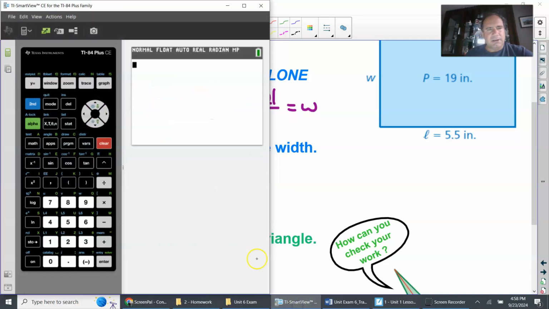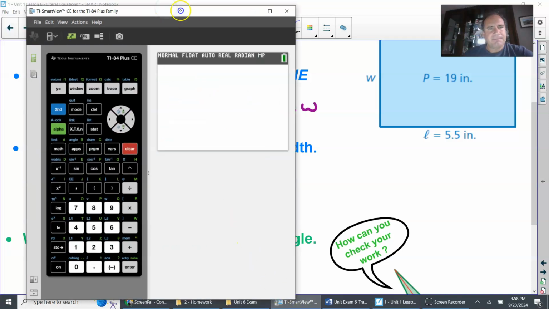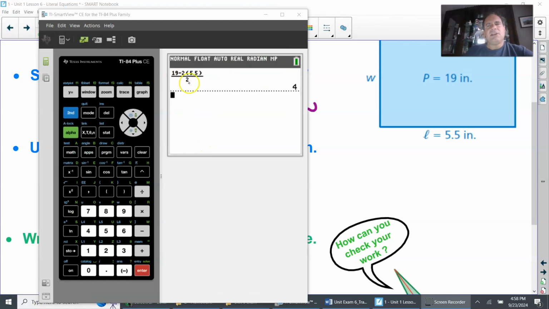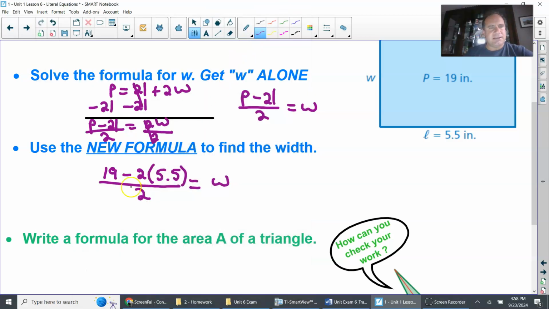I'm just going to put this up here. And I just put this into a fraction. You see how that is a fraction right there. I press alpha x, 19 minus 2.2 times 5.5 divided by 2 is 4. So W equals 4. And it would be inches.